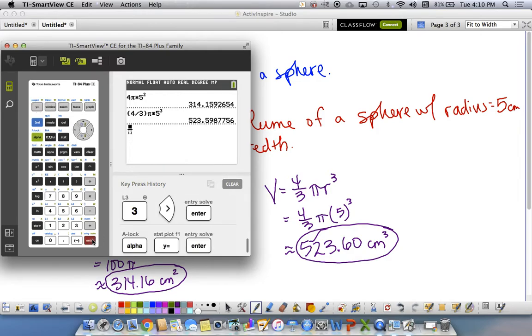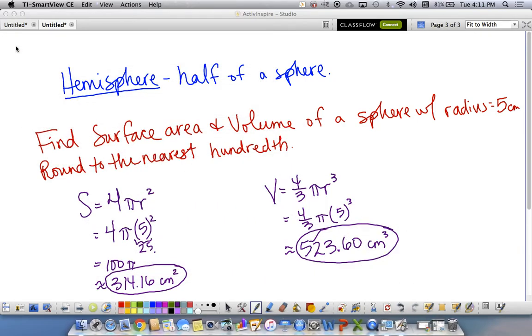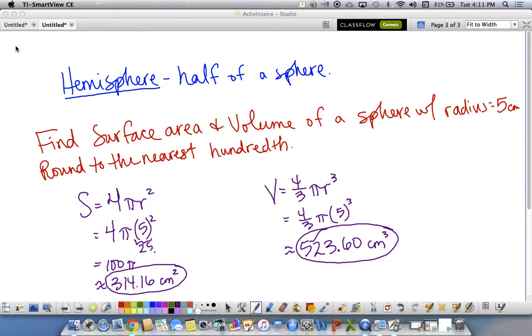Okay? There's this nifty thing, alpha and y equals. You can plug in a fraction as 4/3. Neat calculator trick. There, so you don't have to put it in parentheses. It's up to you. Okay? All right, I'll clear that. And this is pretty much it.